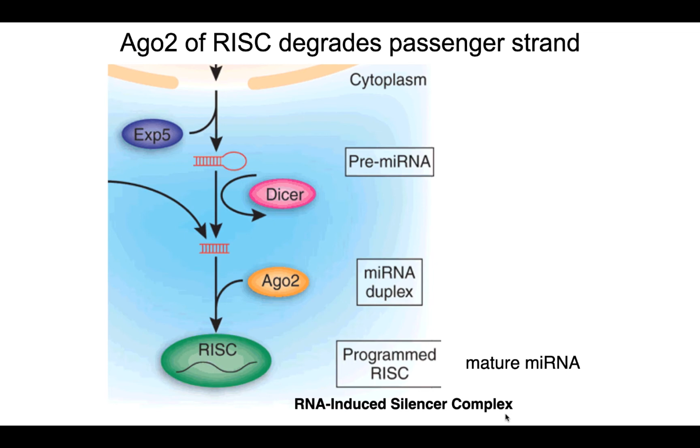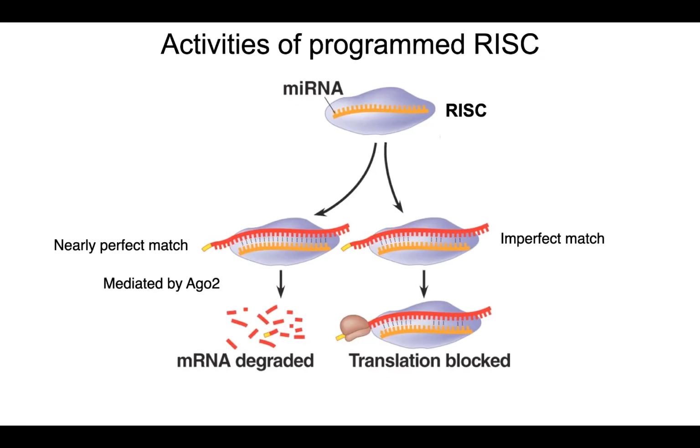It's bound to this microRNA, and wherever that microRNA is reverse complementary to, it will bind and inhibit the translation of that target messenger RNA. Again, if it's an imperfect match, it'll just block translation. If it's a perfect match, it'll catalyze the degradation of that messenger RNA.